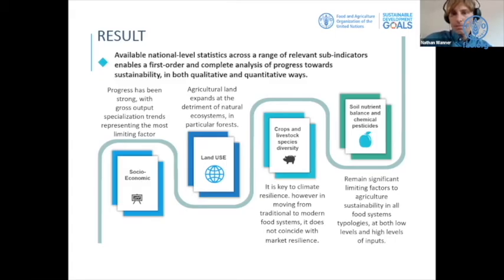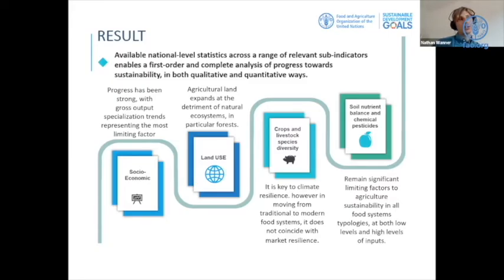The soil nutrient balance and chemical pesticides remain significant limiting factors to agriculture sustainability in all food systems, so at both low levels and high levels of inputs. The soil nutrient balance indicator that we use in the report is, as I mentioned, this baseline level of 5 kilograms per hectare of what we're considering healthy soil, yes?